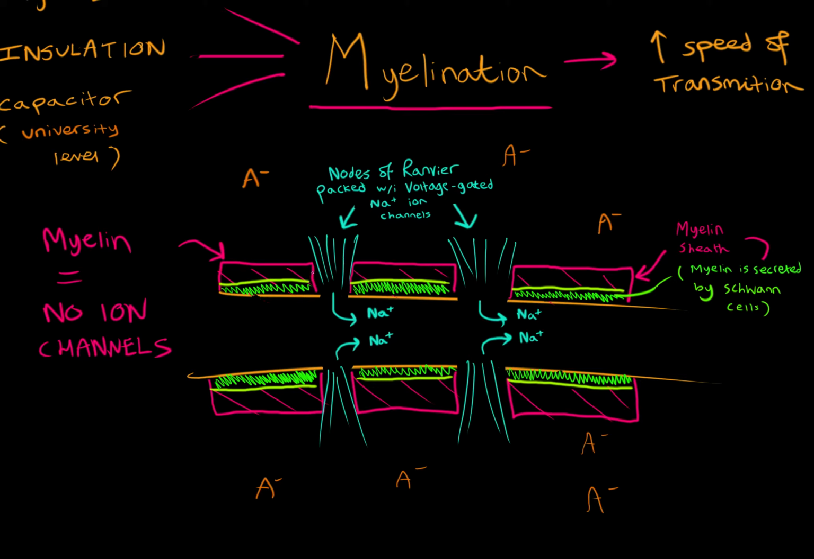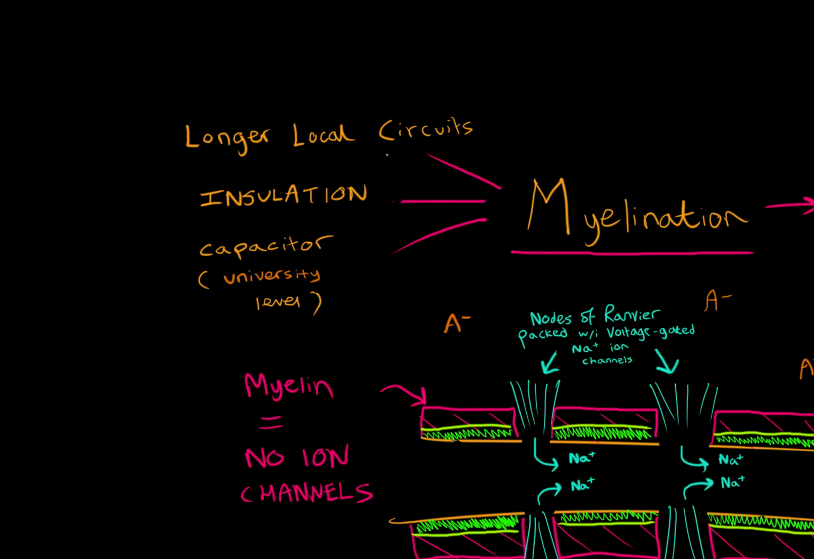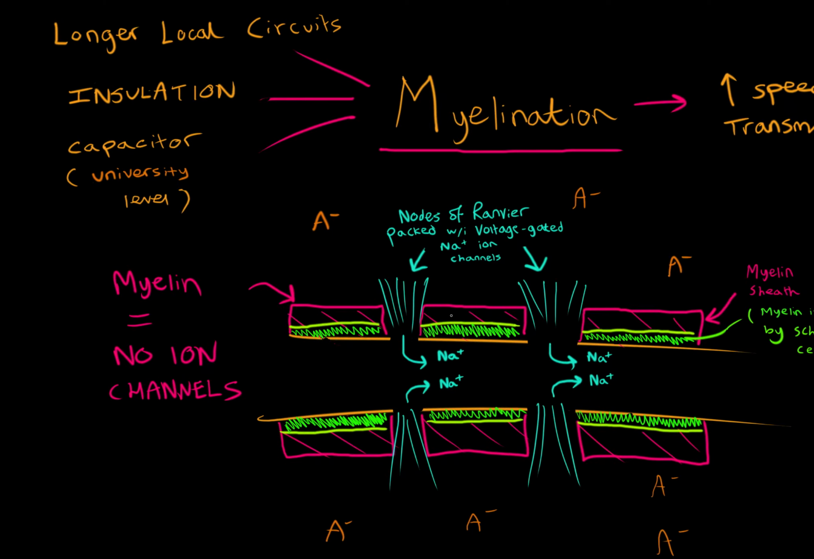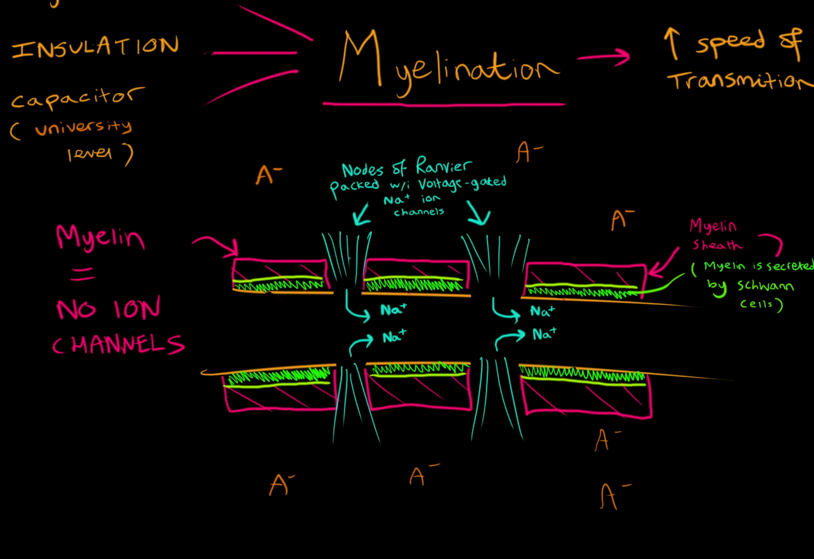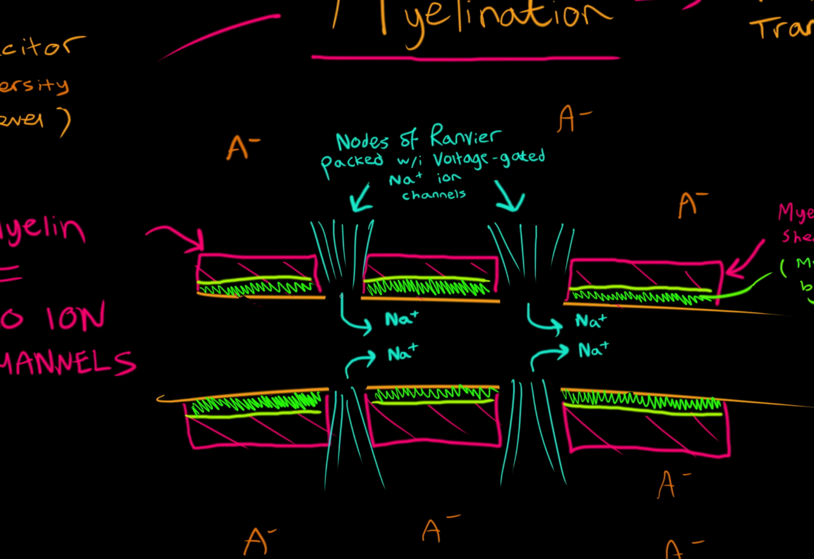And a good way that you can think about why this actually increases the speed of transmission is it gives what we call longer local circuits, and that's because it provides electrical insulation. That's just a phrase you want to remember, that it provides electrical insulation. But the fact that voltage gated sodium ion channels are only present at the nodes of Ranvier means that the ions can only enter at one place.